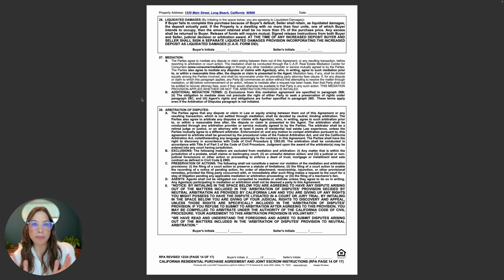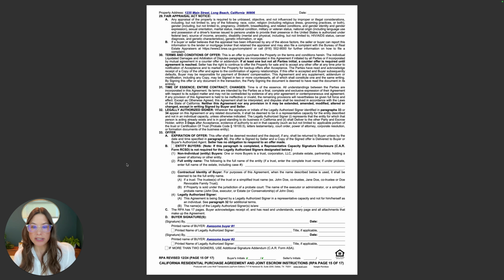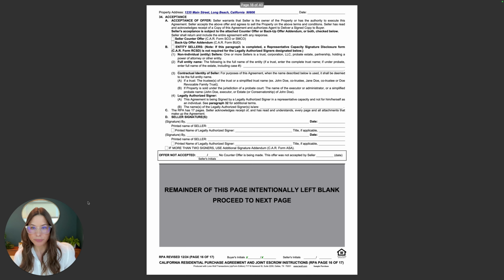More definitions of things, more informational things. This is the final page where you sign your offer. Signature page. If the seller is countering, they check this off here. This is where we sign.